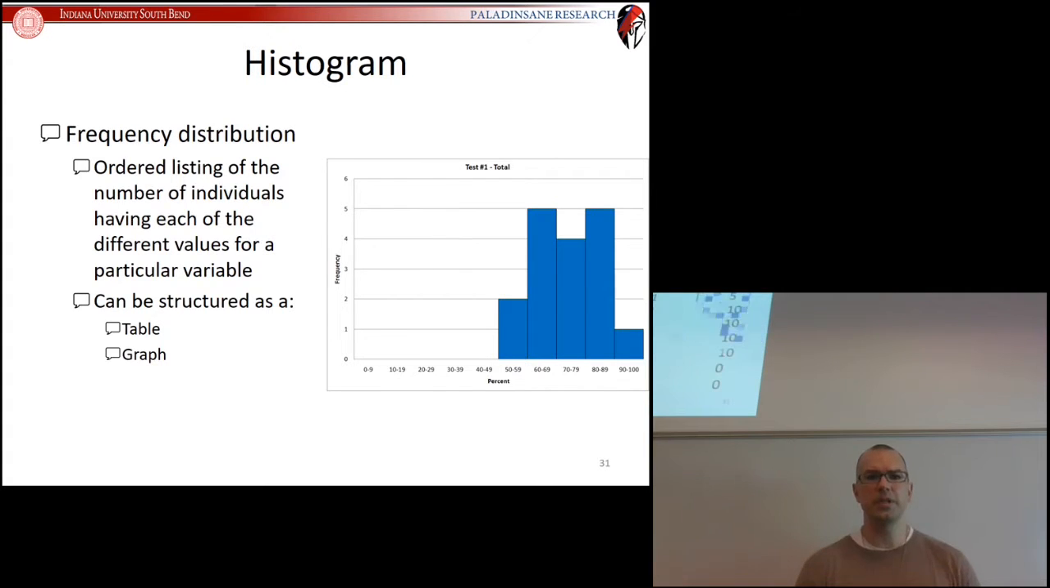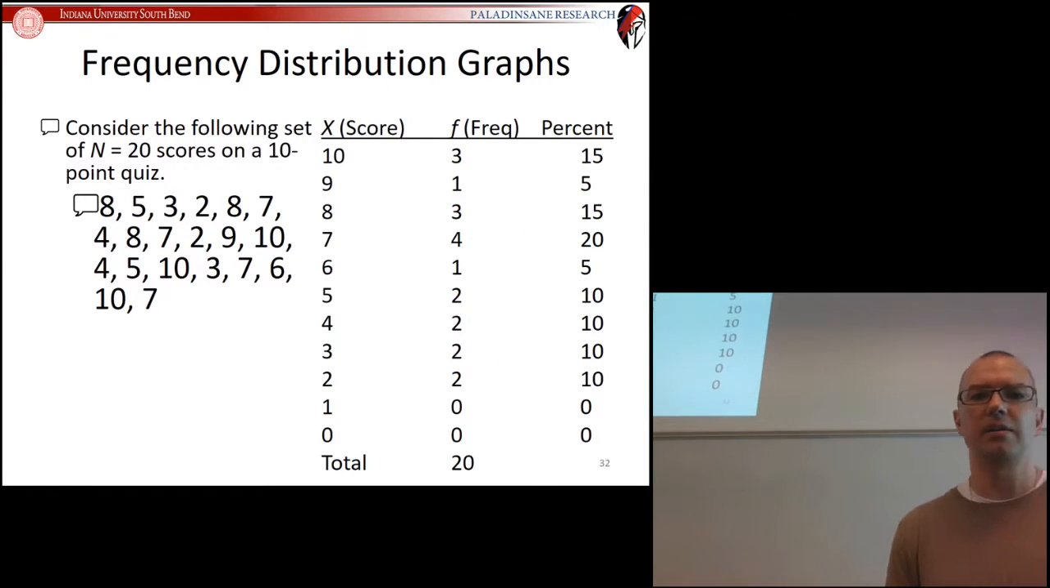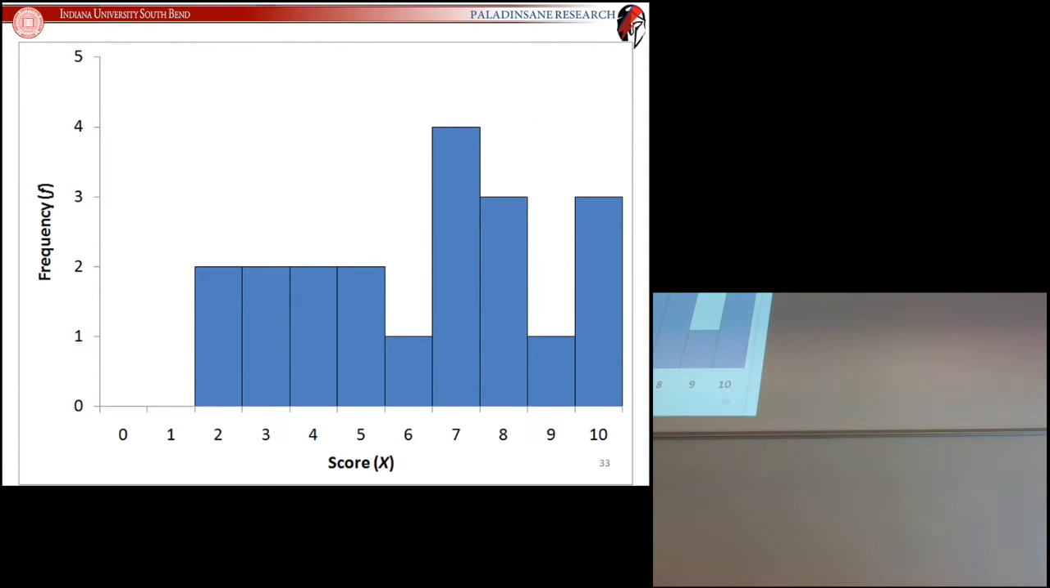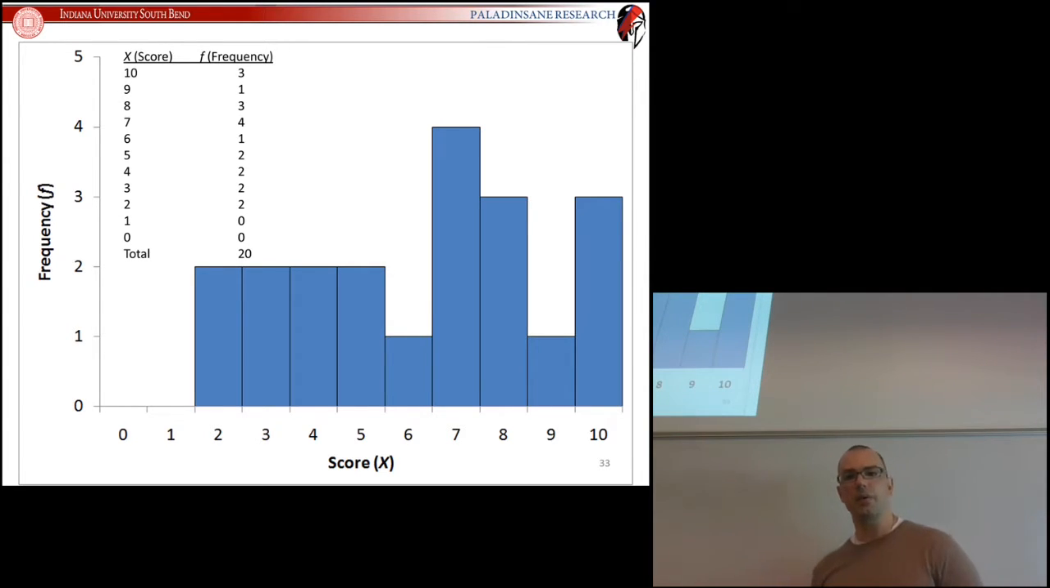So in our frequency distribution graph, we'll take the exact same data that we have here, and we can construct what's known as a histogram. A histogram is just a fancy name for a frequency distribution graph. So this data in graph form is right there. Once again, this is the exact same data that we had for that frequency distribution table.